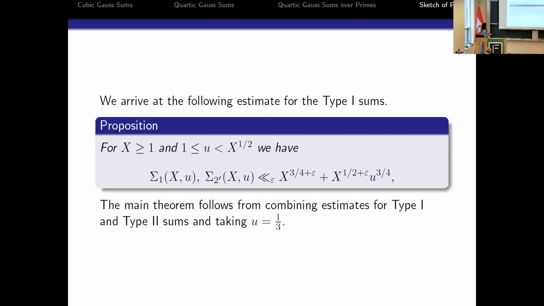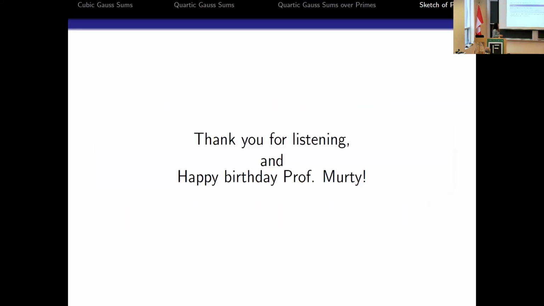Putting things together, you get x to the 3/4 plus epsilon, which comes from the contribution of the residue term, and then x to the 1/2 plus epsilon u to the 3/4, which comes from that contour integral that I didn't talk much about. Combining the estimates for the type 1 and the type 2 sums, we arrive at the main results.